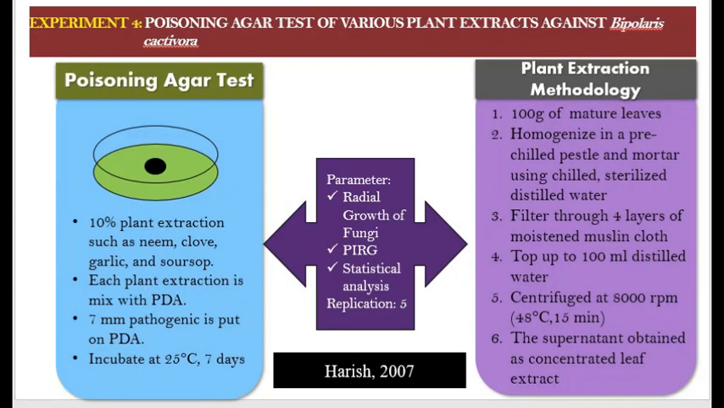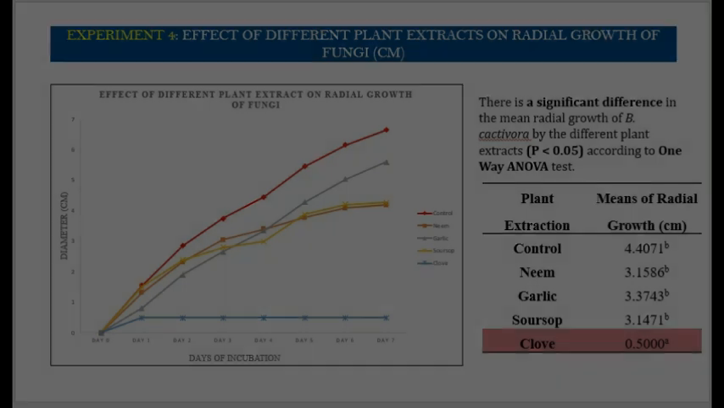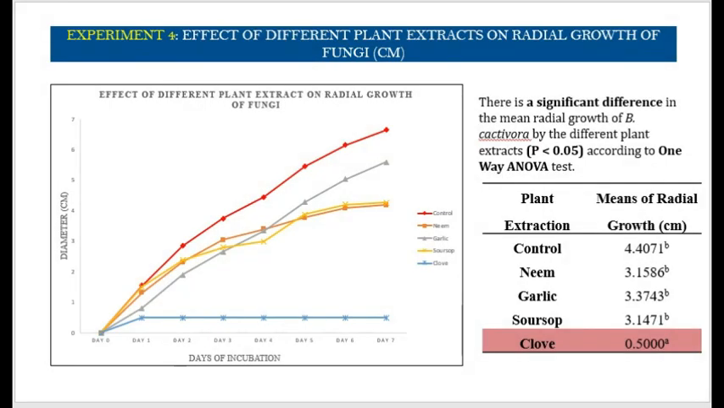Experiment number 4. Poisoned agar test of various plant extracts against Bipolaris cactivora. There is a significant difference in the mean radial growth of Bipolaris cactivora, with the value of P lower than 0.05 according to the one-way ANOVA test. Clove is the best antifungal against Bipolaris cactivora.